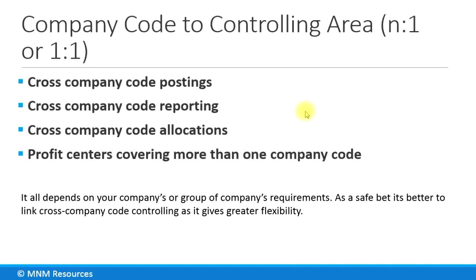So let's look at the need for the company code to controlling area assignment, where there are multiple company codes to one controlling area or one company code to one controlling area. The advantage of having multiple company codes to one controlling area is you can have cross company code postings. This is also called intercompany code postings. If you want to transfer costs or assets or any other type of information from one company code to another, you can do these cross company code postings if both company codes are within the same controlling area. For example, you might have a head office company code, and they might purchase items on behalf of their other subsidiaries.